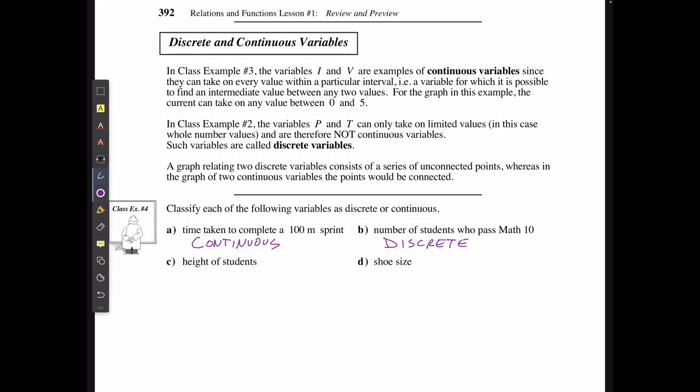Now, C and D can get confusing. If I looked at it in terms of the heights of the students in class, that would be considered discrete. Each of you would have your own height. Whereas if I said, instead, the height of a student over time, that would be considered continuous.